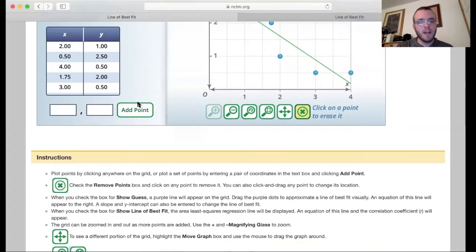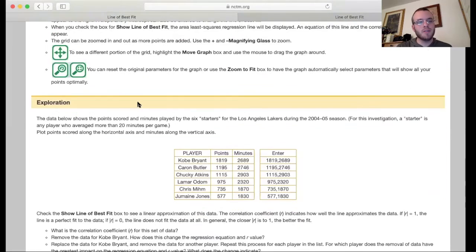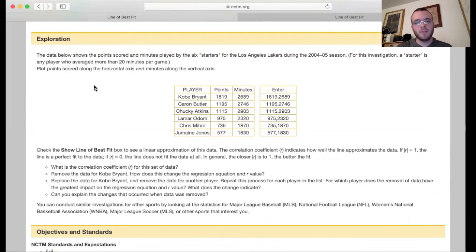So if we scroll down below the applet, below instructions, to this exploration part. We're not going to do this in this video, but it is great practice. Feel free to do it. Very similar to what we're doing with Mr. Oshiro's data. But if we read this little blurb here that I have highlighted, it says check the show line of best fit box, which we did, to see a linear approximation of the data.